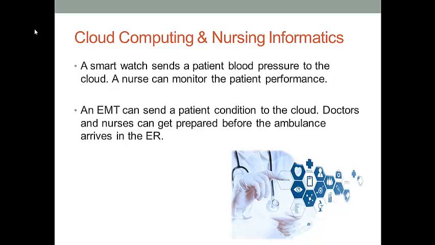If a nurse observes that the patient's blood pressure is in a dangerous zone, the nurse can call the patient, or if the patient doesn't answer the phone, the nurse can immediately send an ambulance to the patient's home. Another example is when an EMT provides urgent care to a patient. The EMT can send the patient's condition through a smartphone to the cloud. Doctors and nurses can get prepared before the ambulance arrives at the clinic.